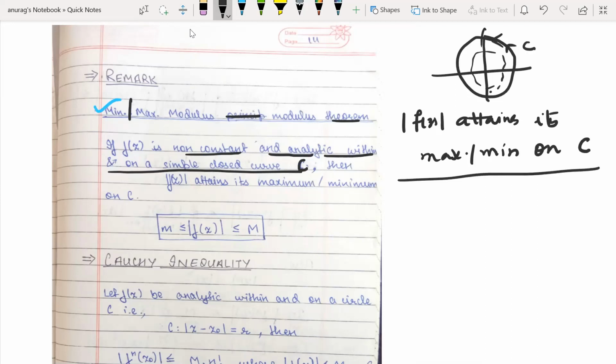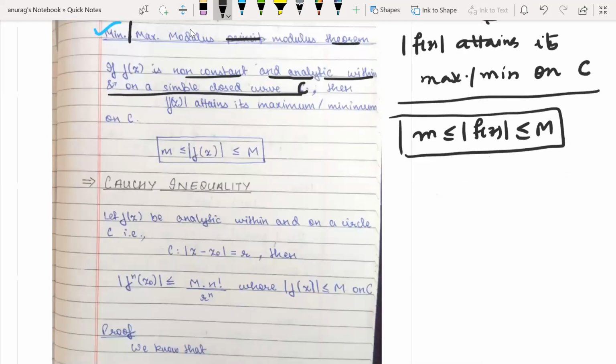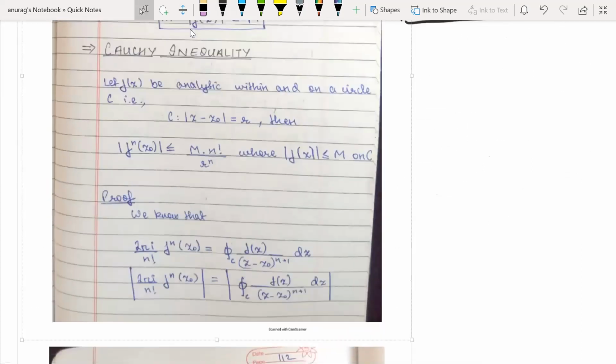It means you are going to attain the maximum or minimum value on the boundary only, not at the points inside. Suppose the minimum value is small m and the maximum value is capital M. So this is called the minimum or maximum modulus principle. Maximum is attained on the boundary and minimum is also attained on the boundary.